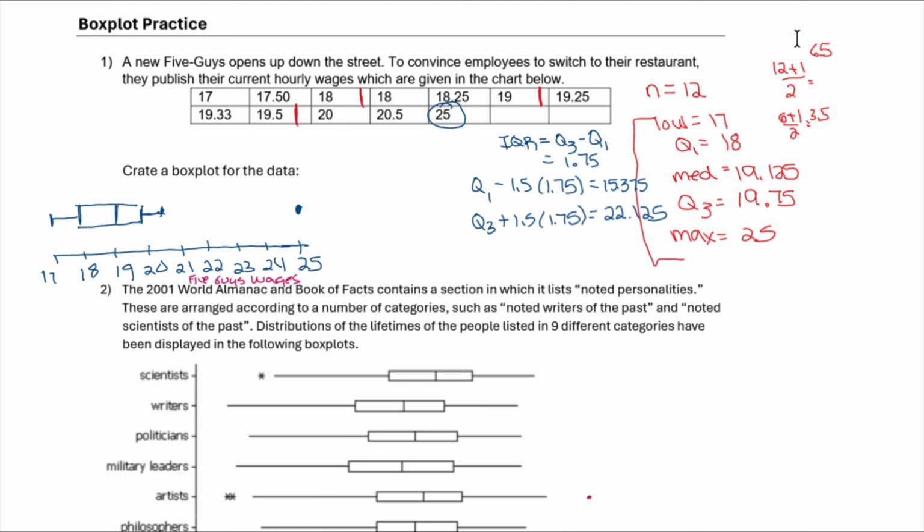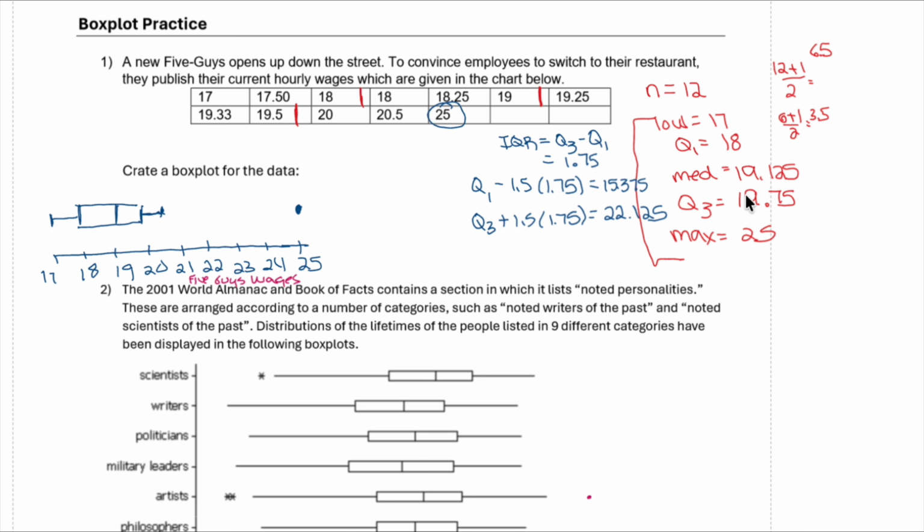Remember, the 6.5 only gives us the position of the median. It's not the real median number. So we're going to count from left to right to find the value at the 6.5 position, which is 1, 2, 3, 4, 5, 6, 7. So it's going to be between 19 and 19.25. If you add those numbers together and divide by 2, you get the median, which is 19.125. So we get the median right now.